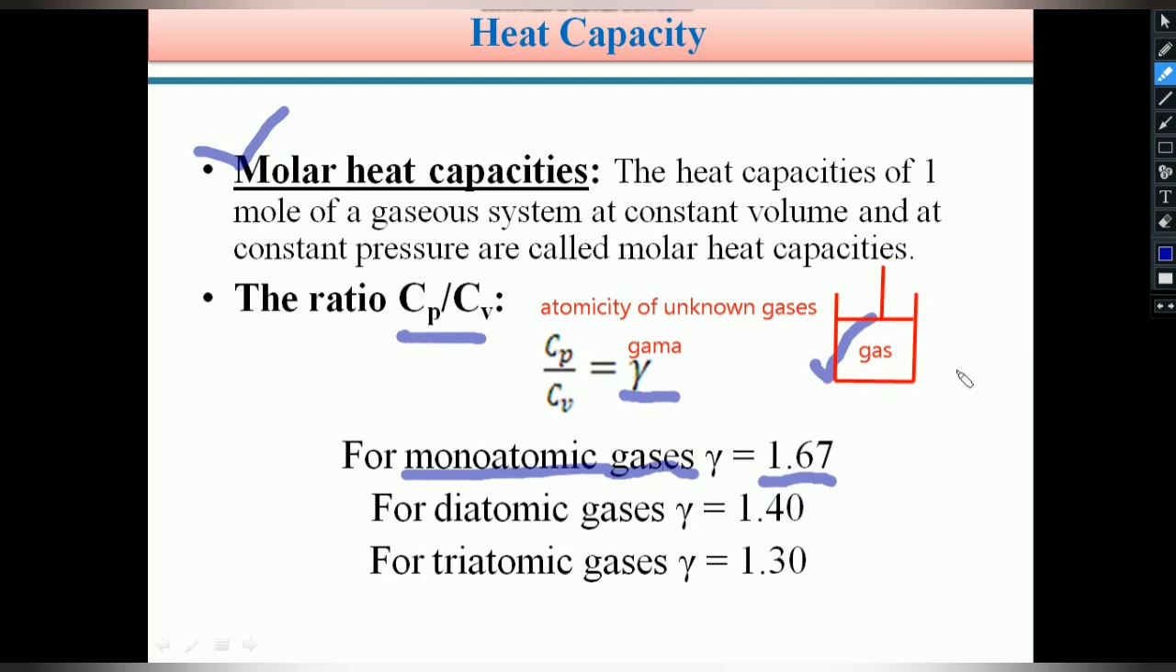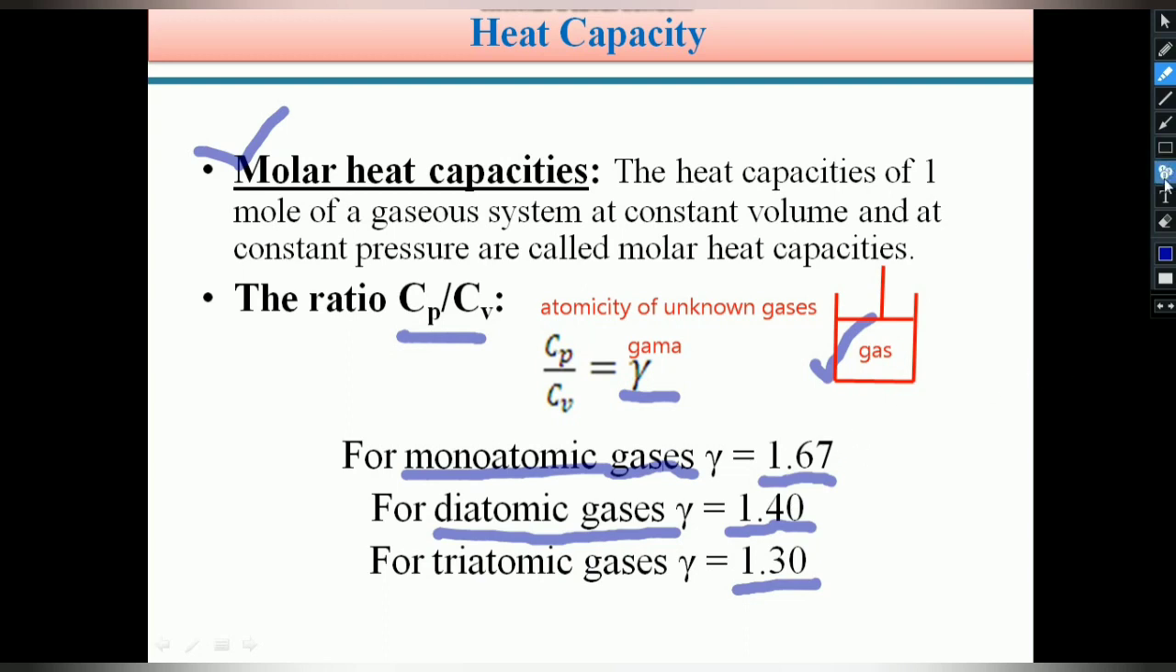Similarly, suppose for an unknown gas you calculate the Cp by Cv value, that is gamma. If it is approximately equal to 1.40, the unknown gas is a diatomic gaseous system. Or if the gamma value, Cp by Cv, of an unknown gas present in the cylinder is approximately equal to 1.30, it is a triatomic gas. So students, we know there are several triatomic gases and several diatomic gases.